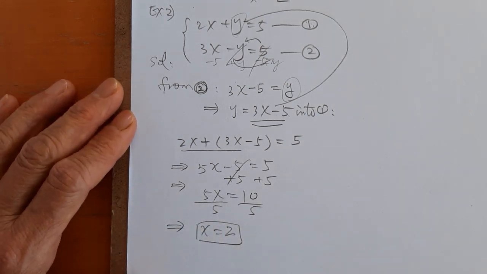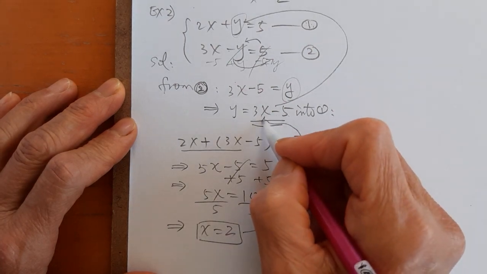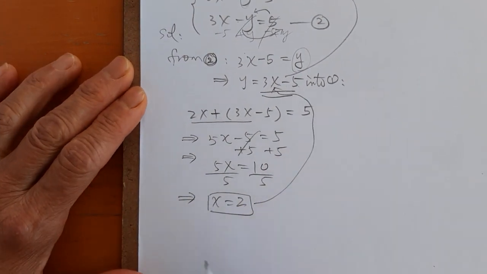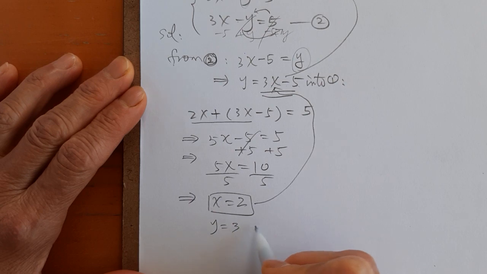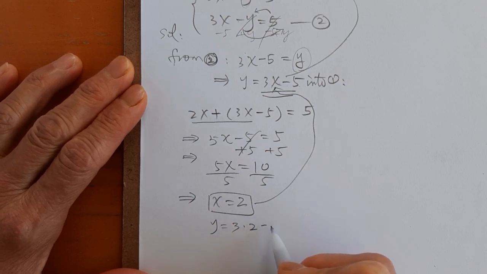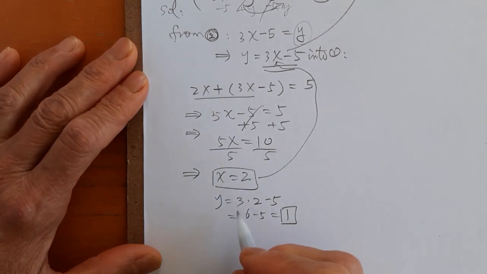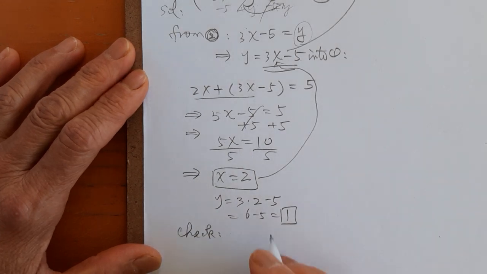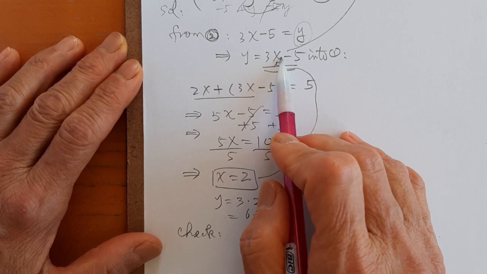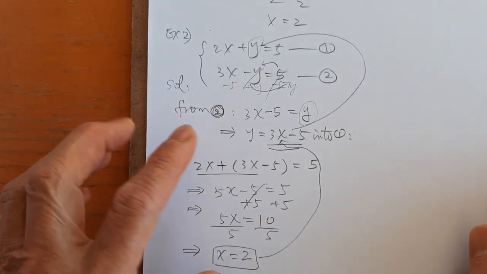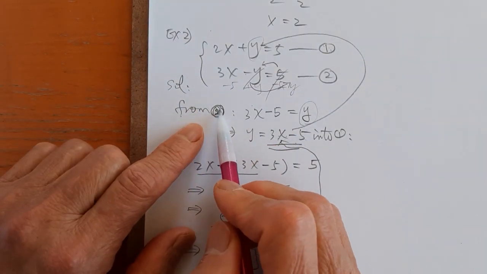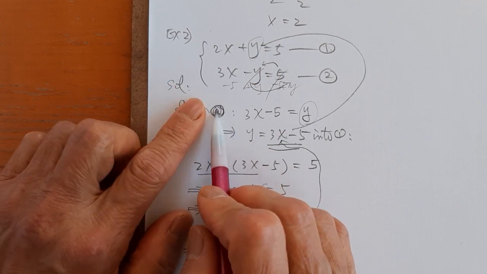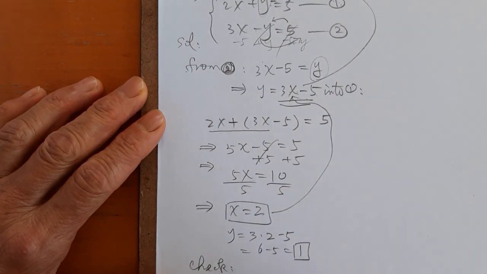That's x. Then you plug into here and you will get y. So y equals 3 times x, which is 2, minus 5. So it's 6 minus 5 equal 1. And then that's 2, 1. And you can check it. Since you plug into this to get y, and y equals 3x minus 5 is from the second equation, you don't check with the second equation.